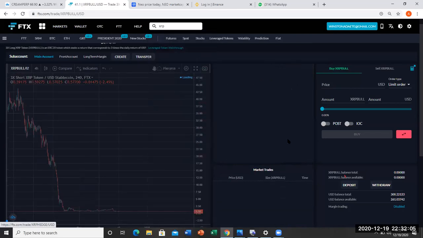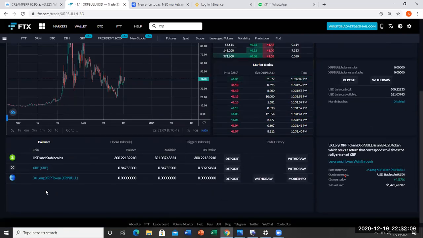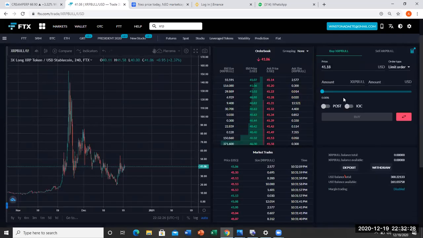The XRP bull. Now it means if I click it, I want to trade the XRP pair. I want to long it with 3x leverage. Again, it is not editable. 3x long XRP token, XRP bull. So when you look at some pairs, you see 5x, you see 3x, you choose. Now, I think I'm done with all of that. So let me just explain the FTX exchange again.